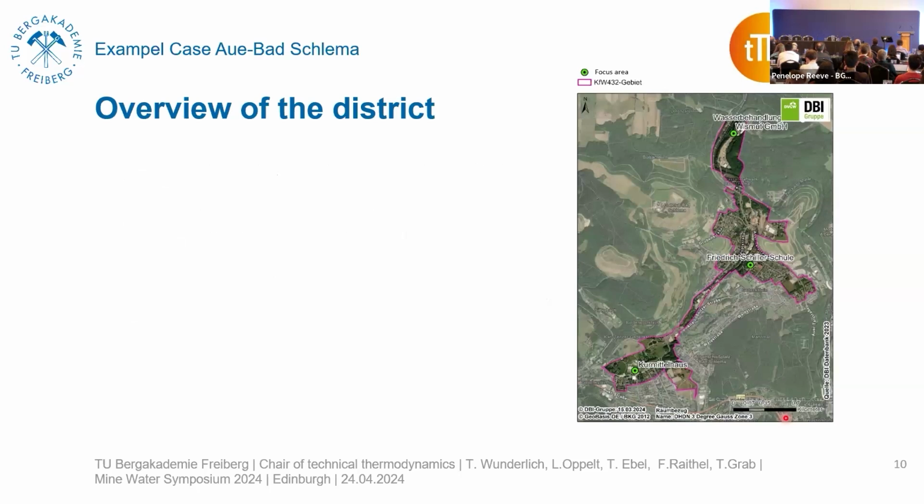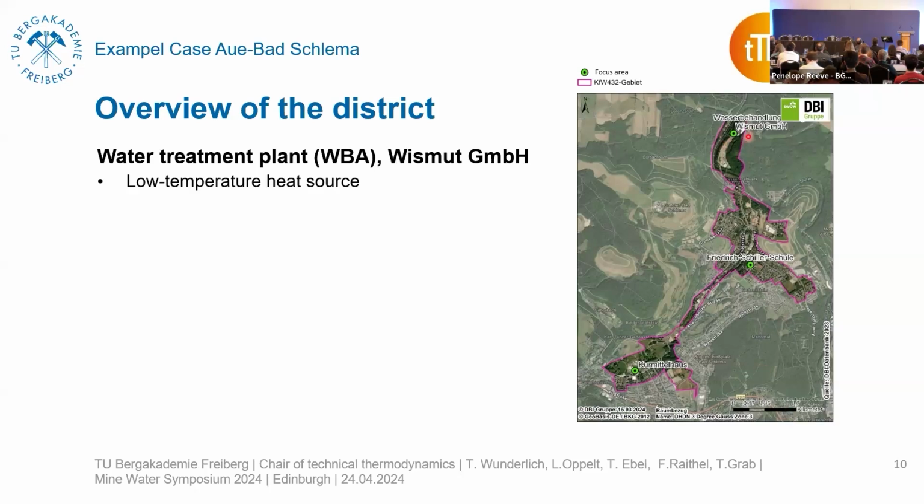And there we have this district in the picture on the right-hand side. At the top, we've got a big water treatment scheme, because it was a former uranium mine with a low-temperature heat source up to 23 degrees Celsius. We've got a heat source and a heat sink.